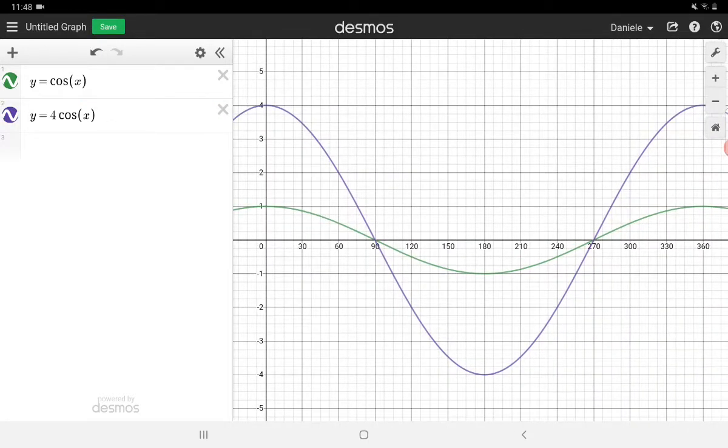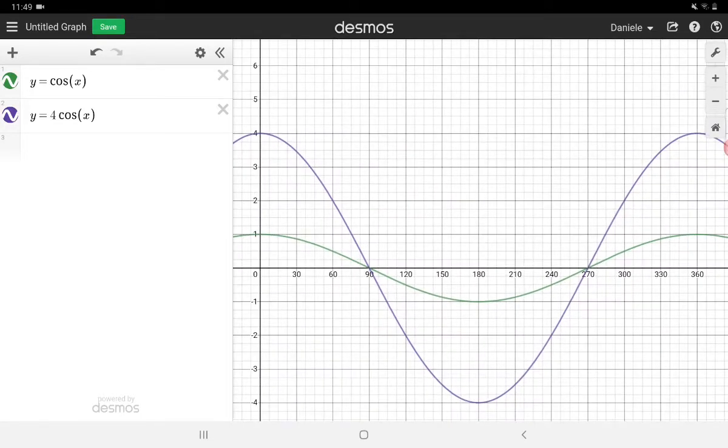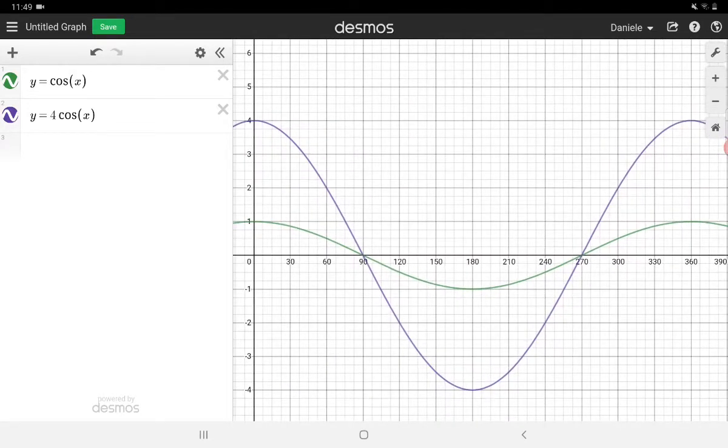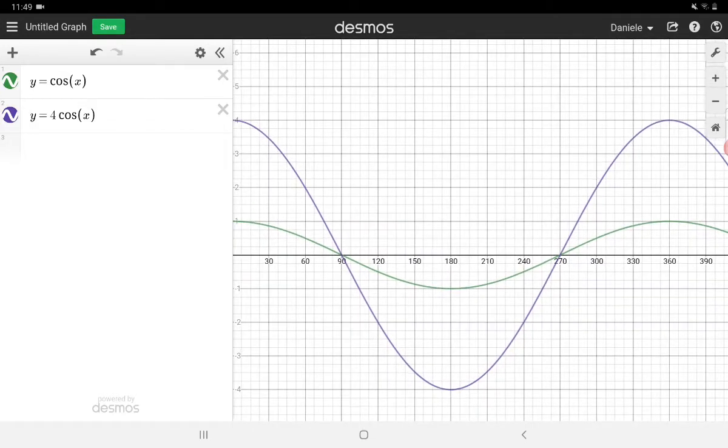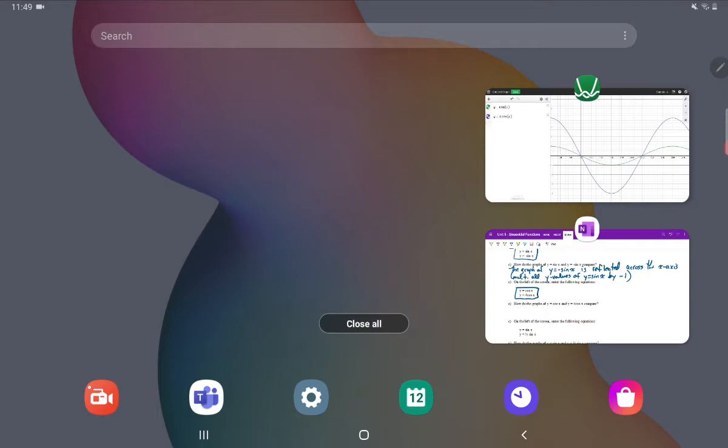And to do that, let's take a look and write down what our amplitude is here. What is our amplitude? And just give me 1 second.